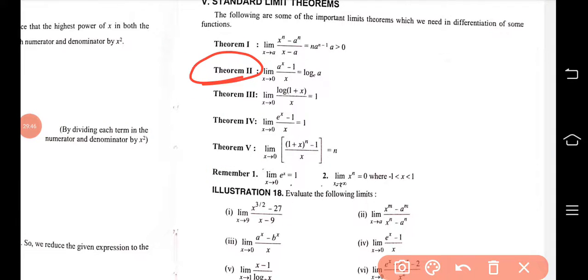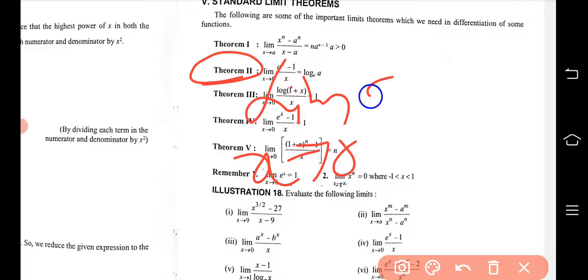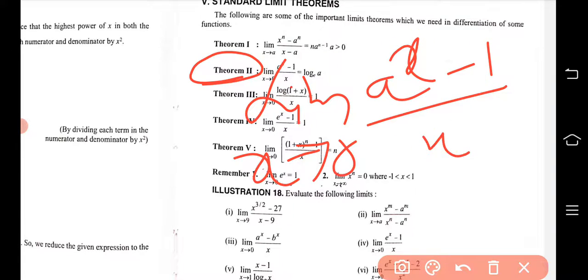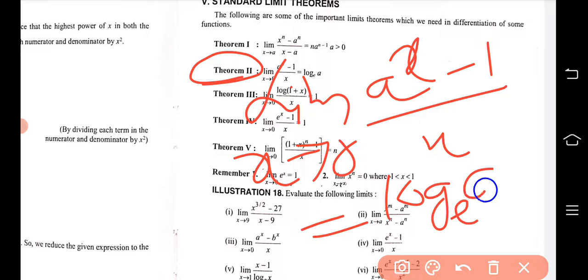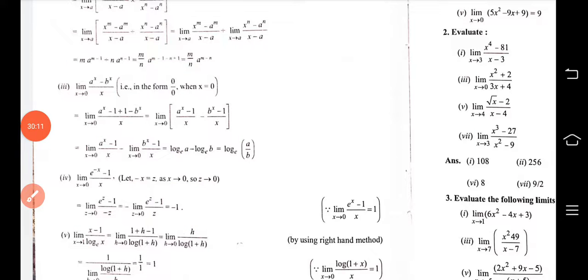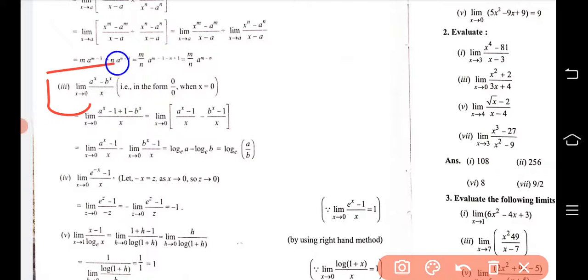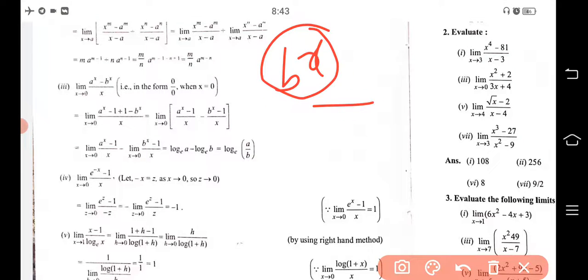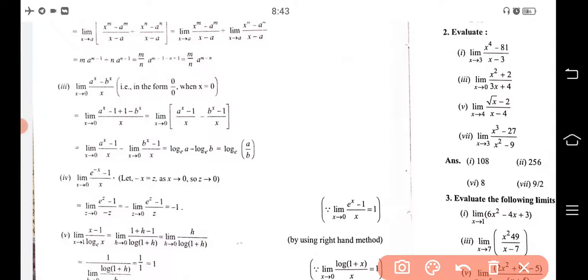According to the second theorem, the limit as x tends to 0 of (a to the power x minus 1) divided by x would be log base e of a. Clear? So now we are going to apply this rule. Let's see the problem. Now solve this problem. Here you have to notice that b to the power x is given, so you have to transform it into the formula and solve it in this way.